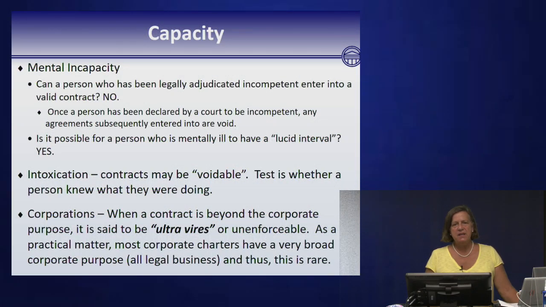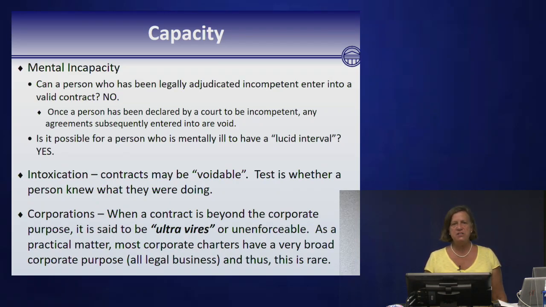Mental capacity. The point that I wanted you to take away from mental capacity is that once you've been legally adjudicated as incompetent, you no longer have capacity to contract. And any contracts you made after a court has determined that you've been legally adjudicated incompetent, they are void. Not voidable, but void. Intoxication, we found in the Lucy versus Zehmer case that intoxication essentially has no effect on the validity of a contract unless you are so intoxicated you have no idea what you're doing.